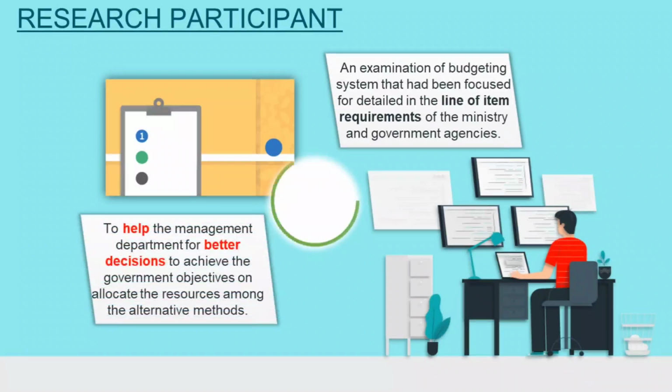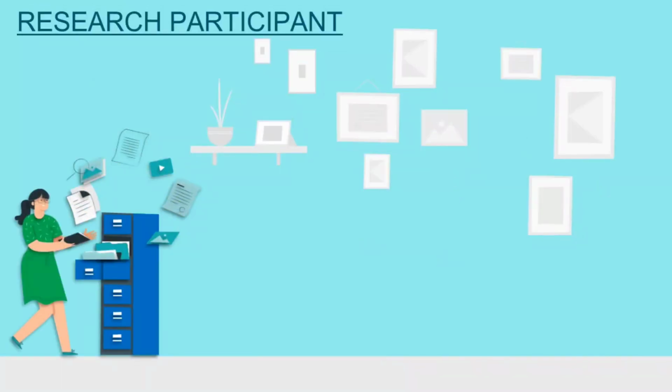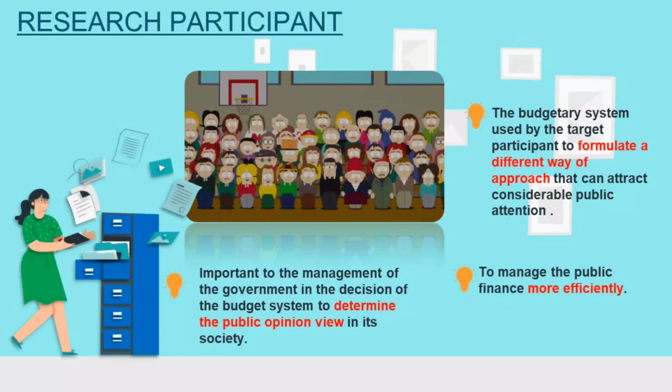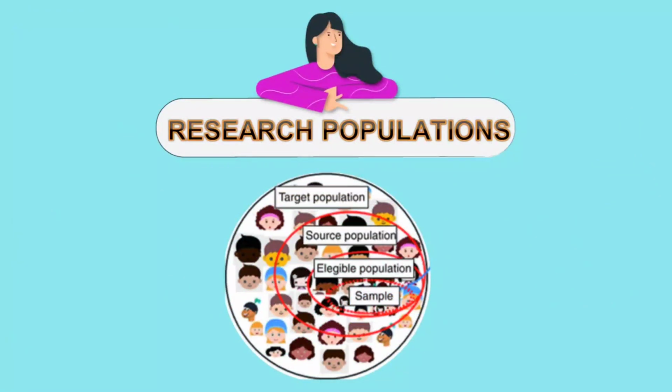It is to help the management department make better decisions to achieve the government objective on allocating the resources among alternative methods. The budgetary system used by the target participant to formulate a different approach can attract considerable public attention to manage the public finance more efficiently. It is important to the management of the government in deciding the budget system to determine the public opinion view in each society. Next, research population.